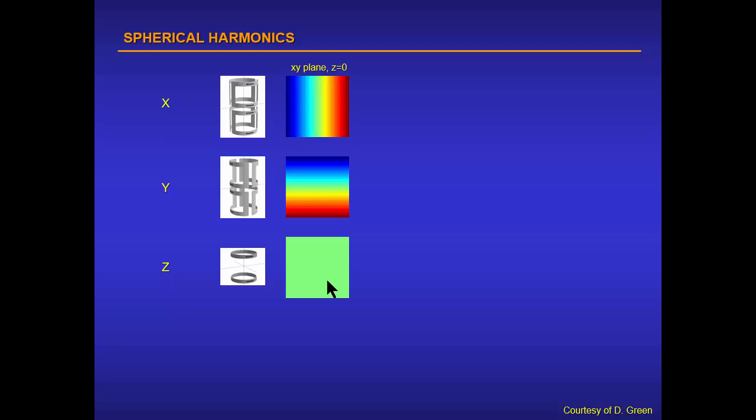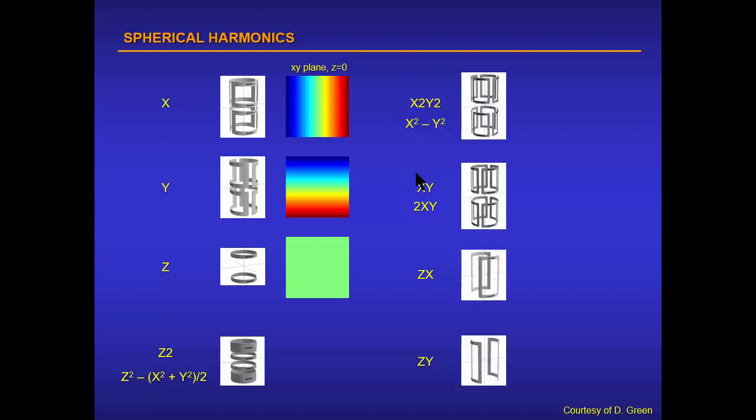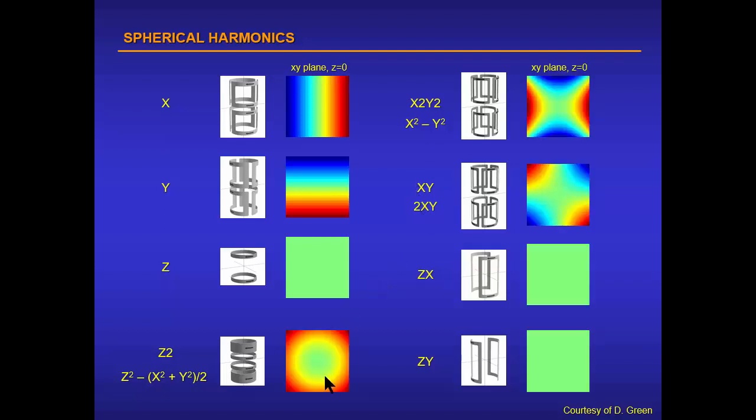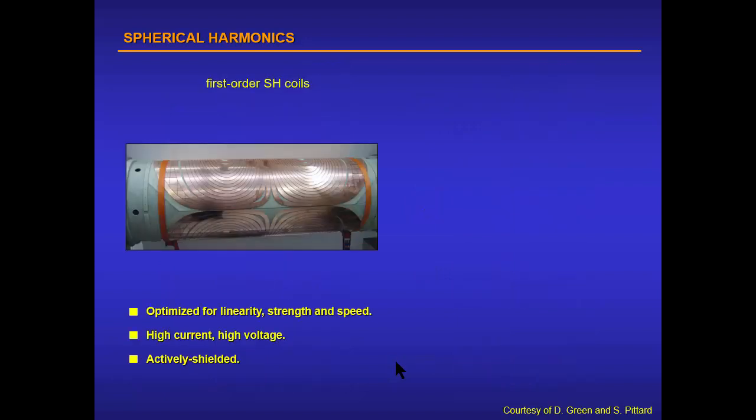But for shimming, we also use higher order spherical harmonic functions. And there are 5 second order terms. These are the coils that you have to make to generate these fields. And then these are the shapes of the field in this particular plane. You can see that they're more complicated, they're higher order. And then there are 7 third order, 9 fourth order, etc. But typically you run out of space. Your bore is only so big, you can only fit so many coils in. So typically up to second or third order, that's about all you can fit in.